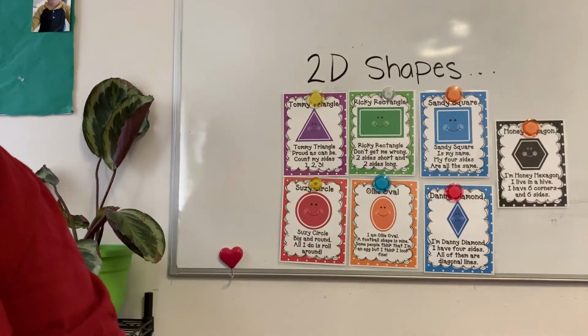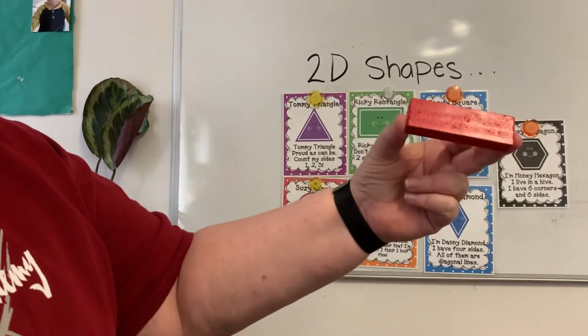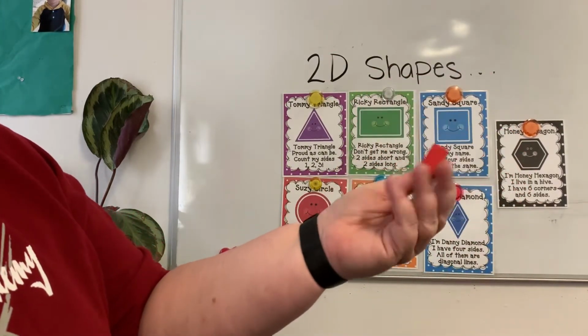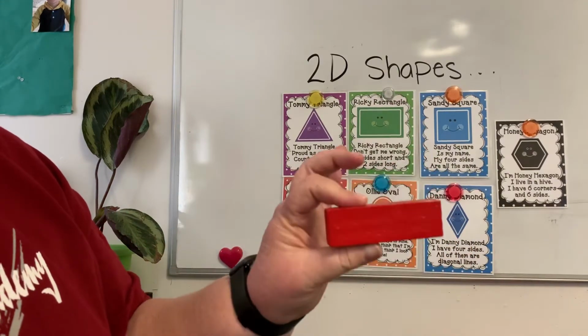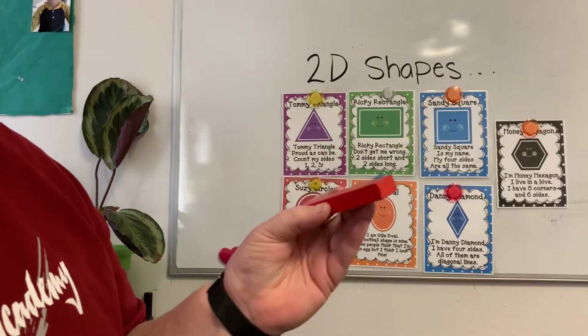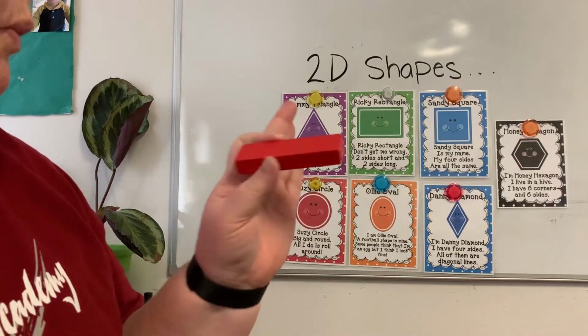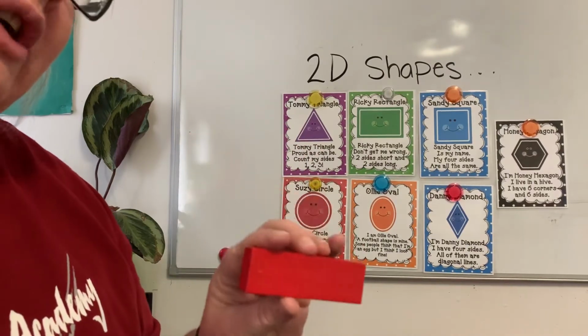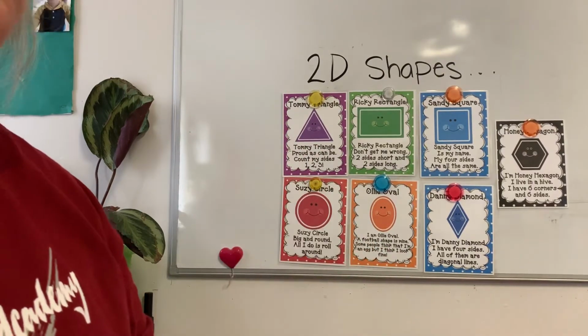And lastly, I have Ricky Rectangle. Now see, you can see all of his sides too, okay? Like a piece of gum, even a candy bar. There's so many things. I challenge you guys to go around your house today and find things of different shapes and see if you can show Mom and Dad what they are.